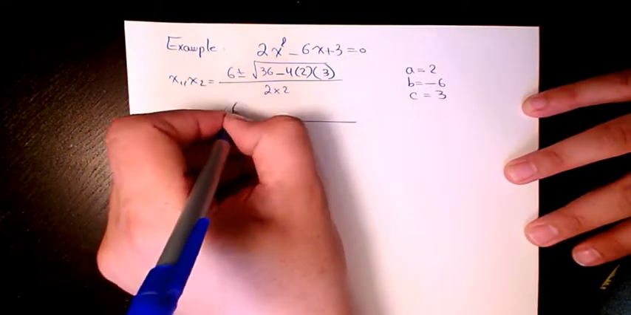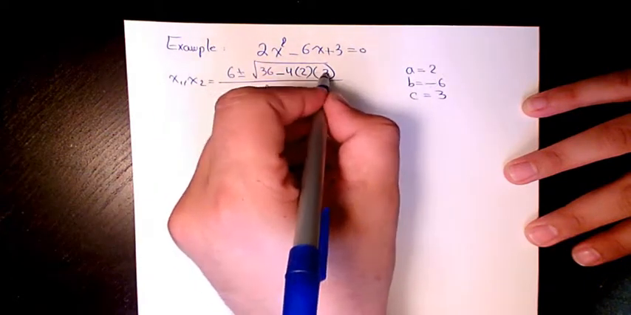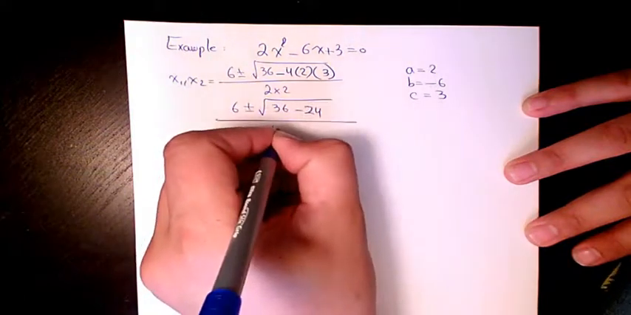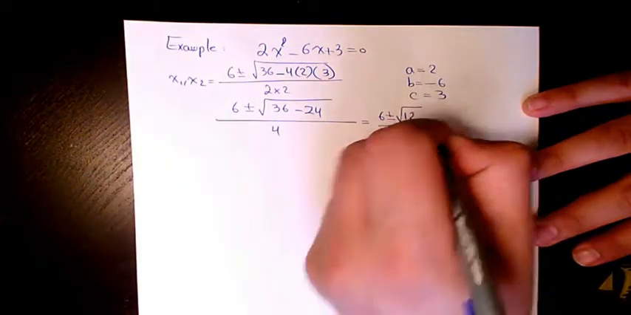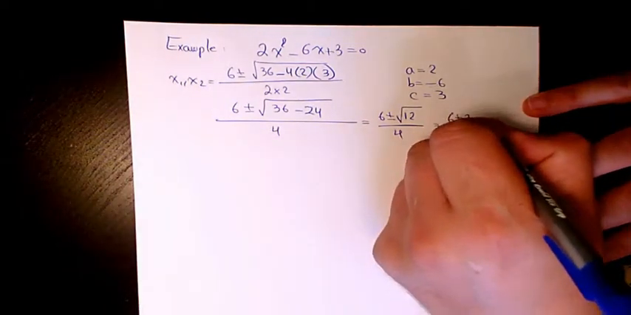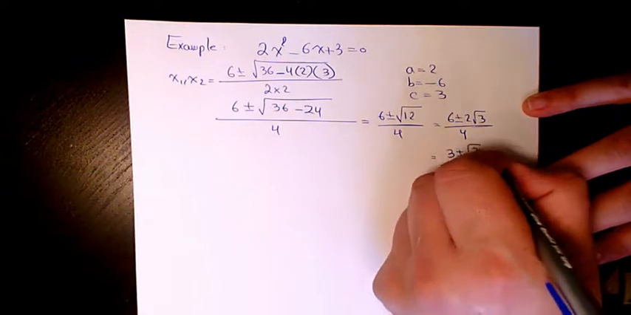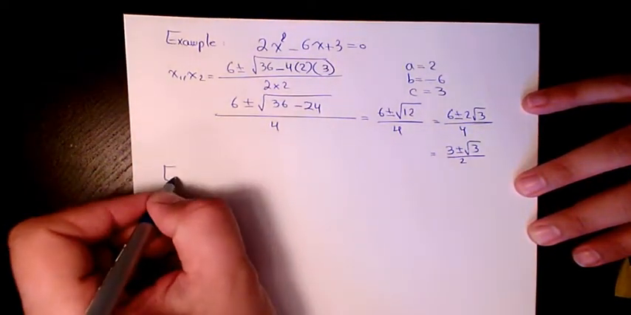That will be 6 plus minus the square root of 36 minus 4 times 2, 8, times 3 is 24, divided by 4. So it's going to be 6 plus minus square root of 12 divided by 4. So we have 6 plus minus 2 root 3 divided by 4, or you can say it is 3 plus minus root 3 divided by 2. So these are the two answers to this question. Next example.